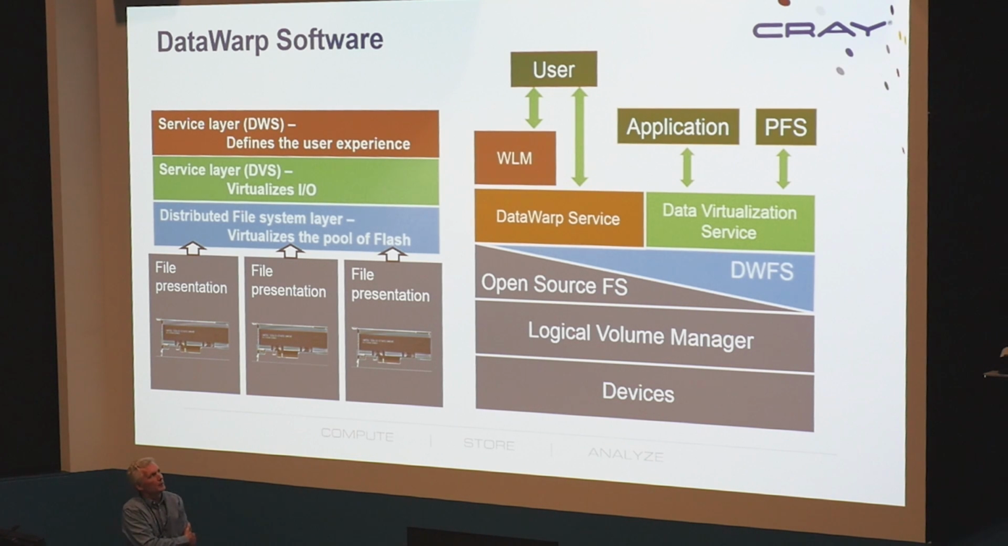From a user perspective, as I mentioned, he talks to the workload manager, who then talks to the DataWarp services. And the application in parallel file system uses the data virtualization service, which is DVS. If you ever hear the term DVS, that's what it is. And that sits above this thing called, for lack of a better term, the DataWarp file system, which then talks to the underlying file system, which I believe is XFS. And of course you have the volume manager and the physical devices, which in this case are Intel SSDs.